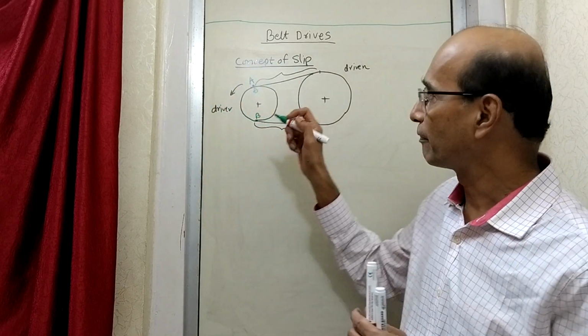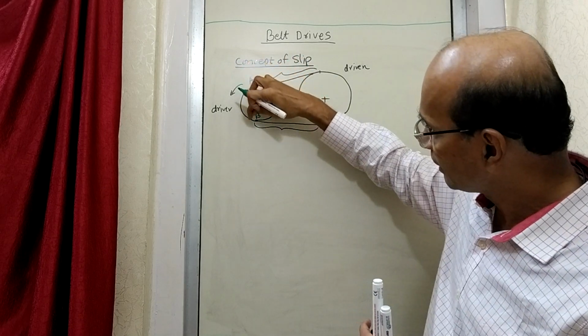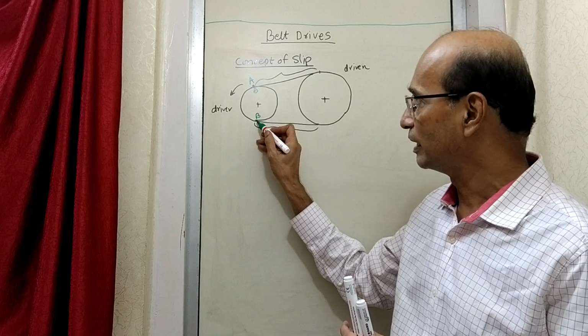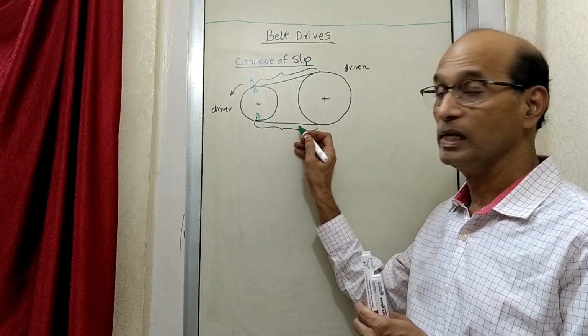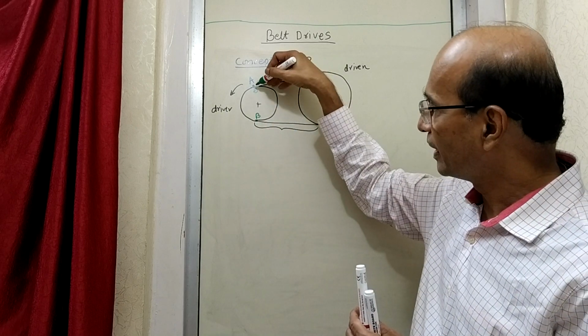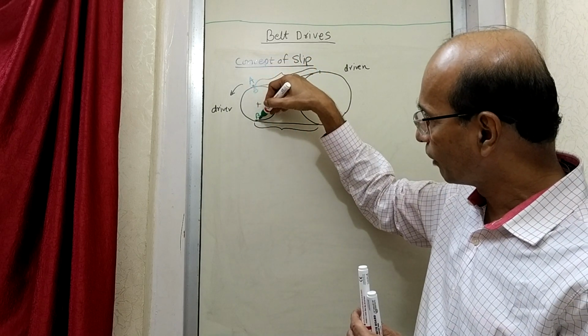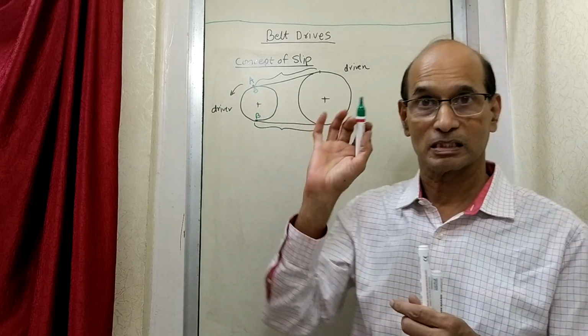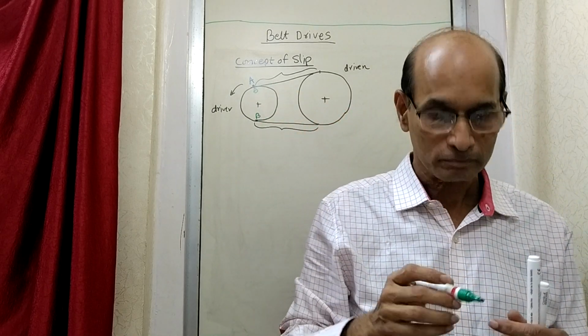So ideally what should happen? A and B are together, and when B comes here, A also should be here, and from now onwards A will leave the pulley. A will not be in contact with B. The contact of A and B continues up to here, and then B will go here and A will go out. That is what is ideally expected.